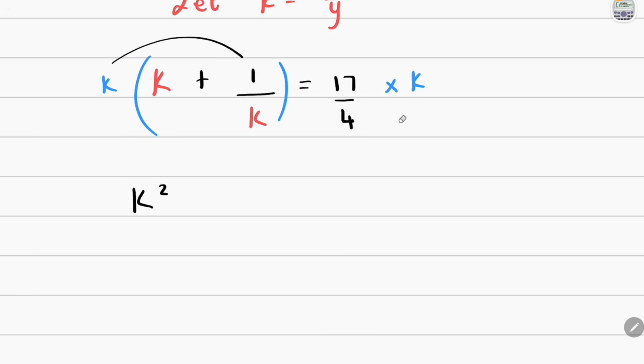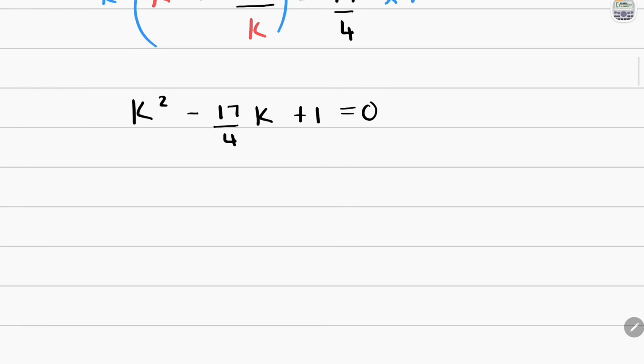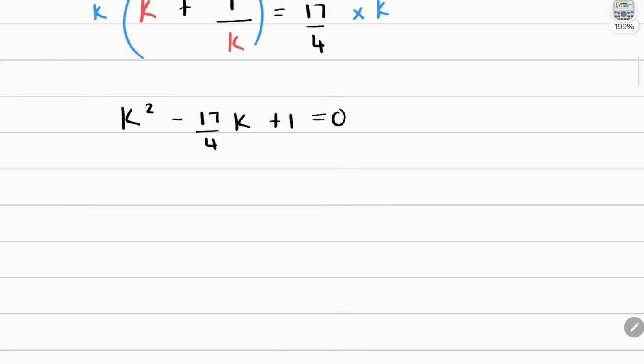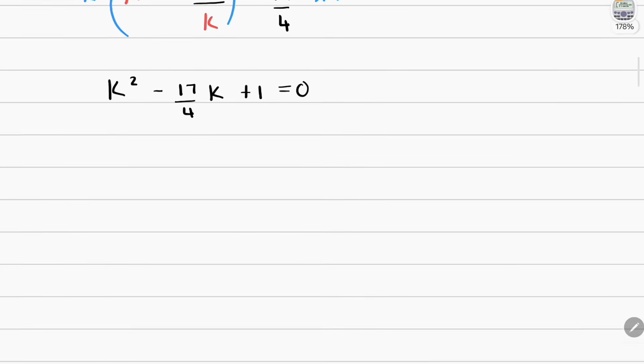And then this is going to be that value with b, that coefficient of k. So let's transpose that. It's now negative 17 over 4k. And then that multiplies and gives us a 1 because the k's cancel. Plus 1 equals 0. And there we go. We have a quadratic equation, and we can just solve for k immediately.